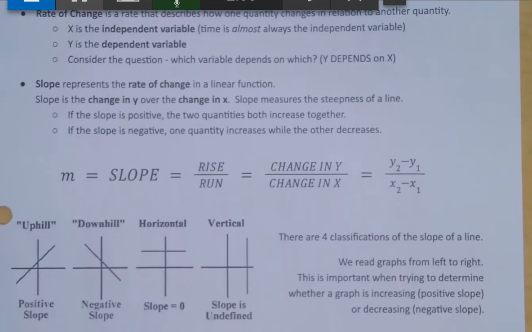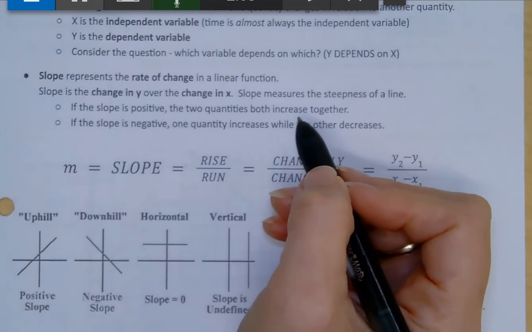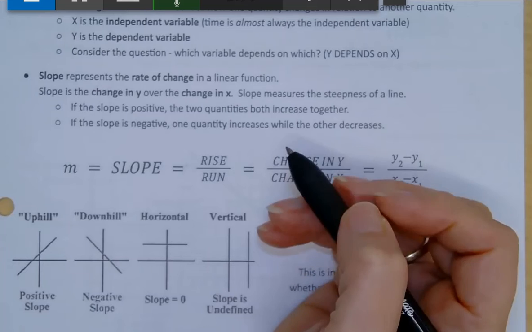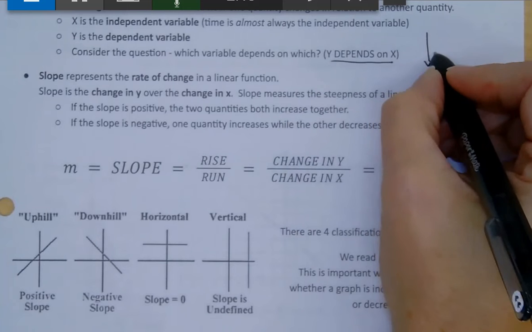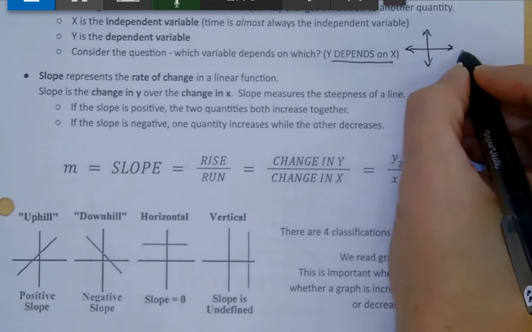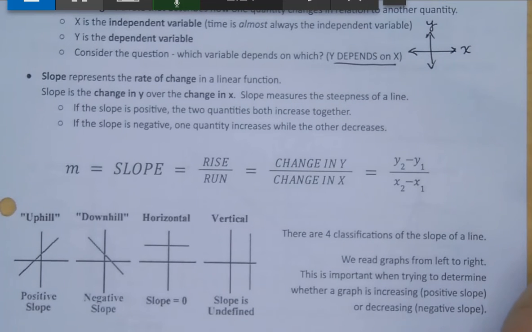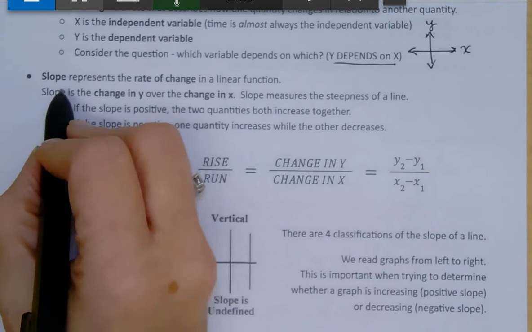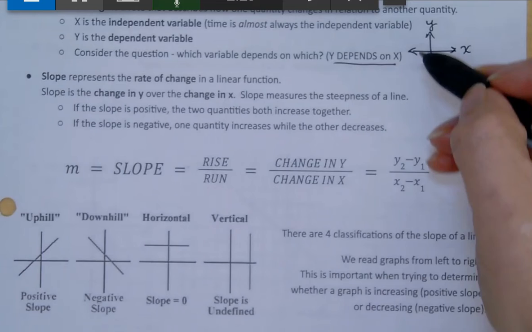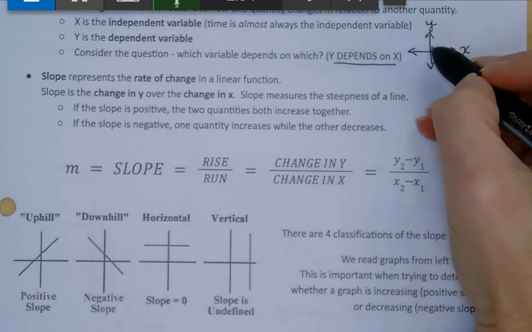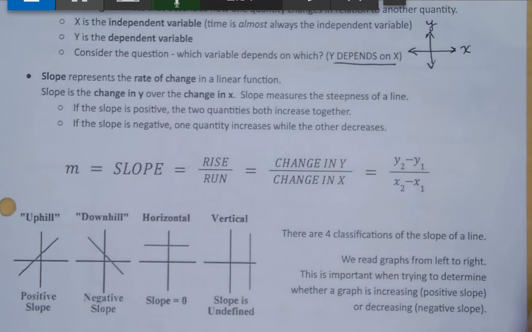We're always going to think to ourselves, which variable depends on the other? The y variable always depends on the x. That means on our graph, our horizontal axis is x, the independent variable, and our vertical axis is y, the dependent variable. When we're talking about slope, it represents the rate of change in our y values divided by the change in our x values.